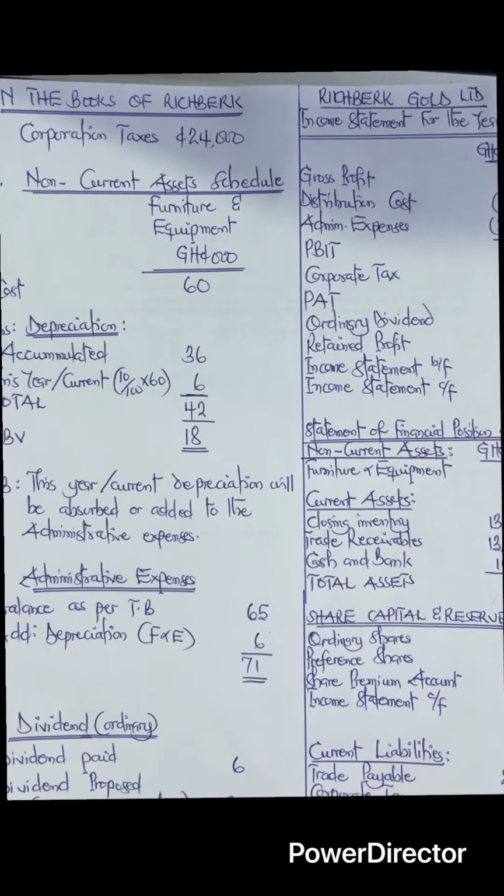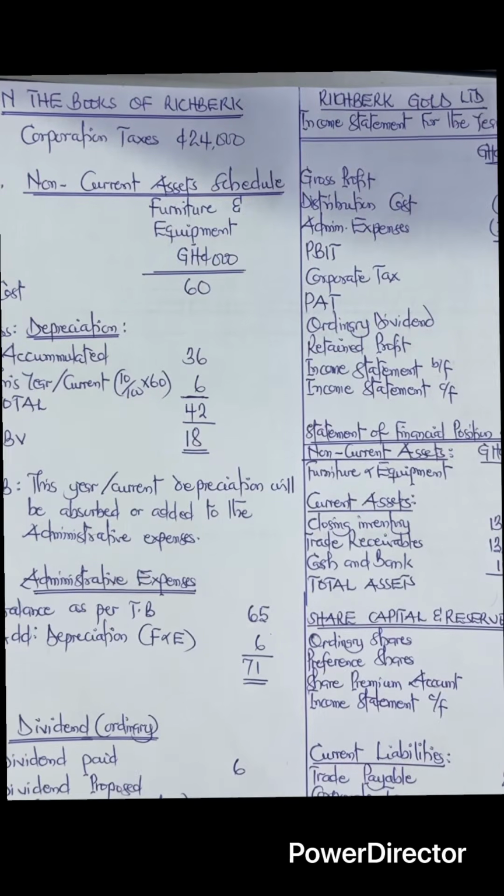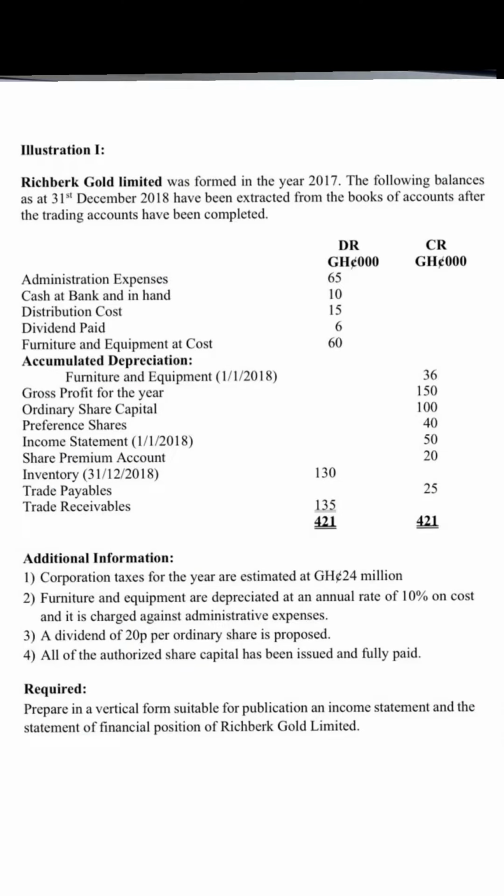So today we are going to look at a question under company accounts. The name of the question is, that's the first illustration under company. I will show you the question now. You see the question on the screen and we will go through it before we tackle the workings and the main statement preparation. So we have Richberg Gold Limited was formed in the year 2017.